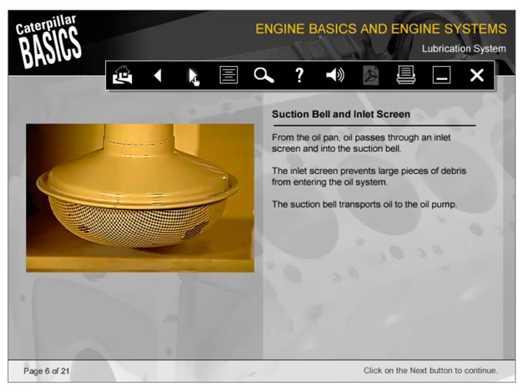From the oil pan, oil passes through an inlet screen and into the suction bell. The inlet screen prevents large pieces of debris from entering the oil system. The suction bell transports oil to the oil pump.